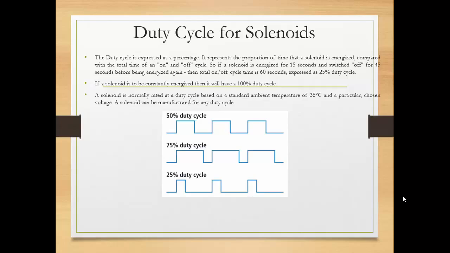A solenoid is rated at a duty cycle based on a standard temperature of 35 degrees Celsius, and you can choose the voltage to manufacture any duty cycle. This graph is for some kinds of duty cycle. This is the duty cycle of 50%, this is the duty cycle of 75%, and this is the 25% duty cycle graph.